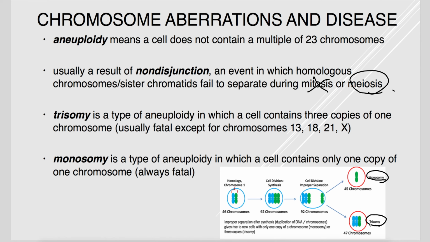The one with 3 copies of 1 chromosome is called trisomy. So a cell contains 3 copies of 1 chromosome. And then monosomy is when there's only 1 copy of a chromosome, and that's pretty much always fatal with one exception. Trisomies are also typically fatal. However, 13, 18, 21, and X are compatible with life.